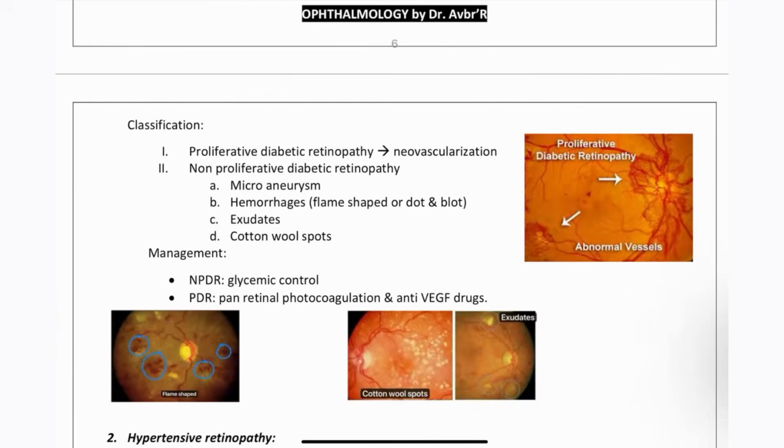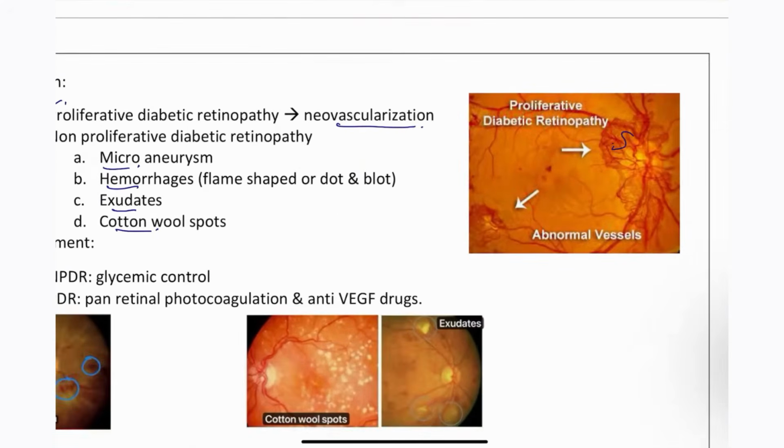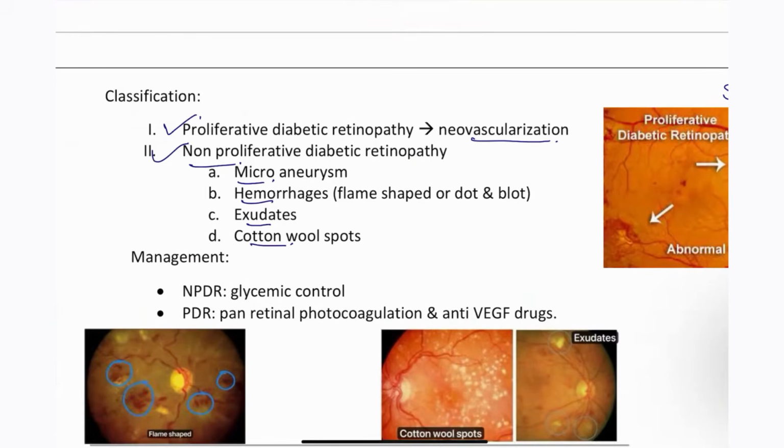And what is the classification? Proliferative shows neovascularization. Non-proliferative shows microaneurysms, hemorrhages, exudates, and cotton wool spots. Here you can see this is the proliferative type. New blood vessels are arising. This is very severe. If the non-proliferative type is not treated early, it is going to develop into the proliferative type.